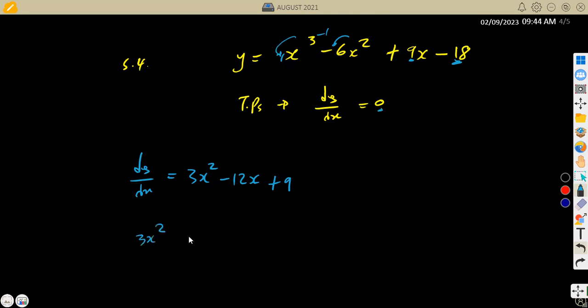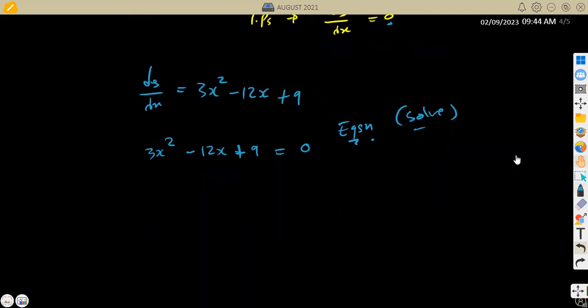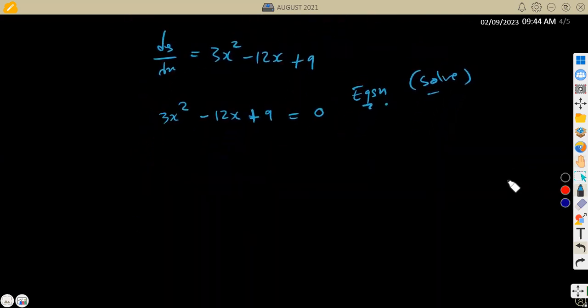So you're going to equate 3x squared minus 12x plus 9 to 0. The moment you equate this to 0, you now have an equation, so all you need is to solve this equation. How do we solve this quadratic equation, guys? We can even try to reduce this equation by 3, since 3 is common throughout. So we're going to have x squared minus 4x plus 3, which is equal to 0.